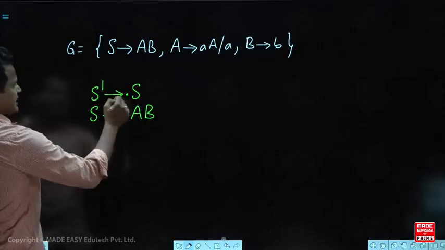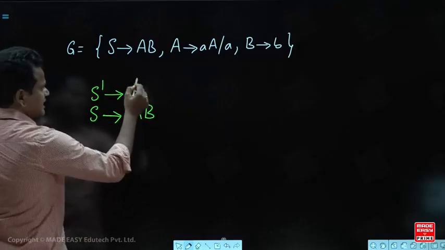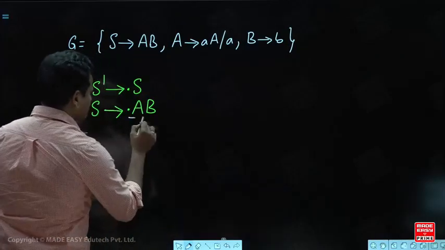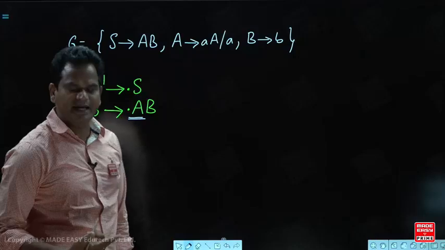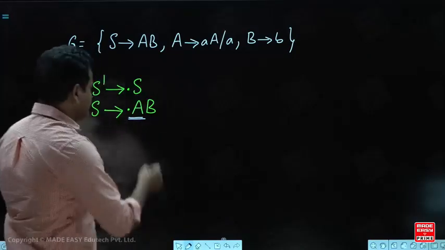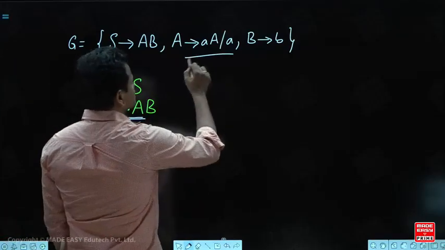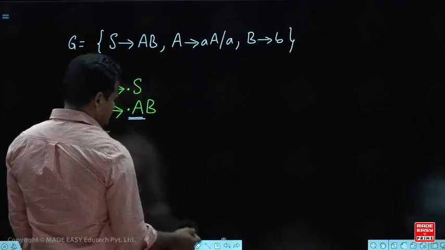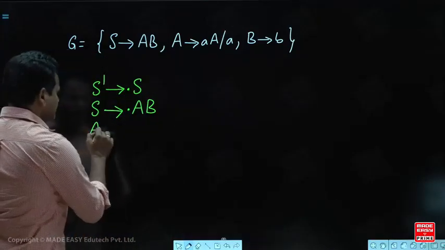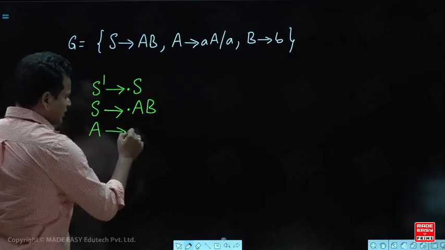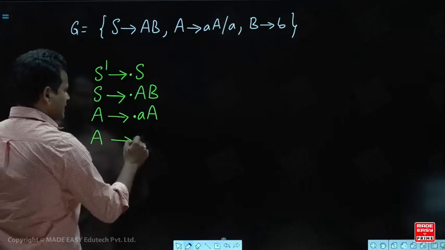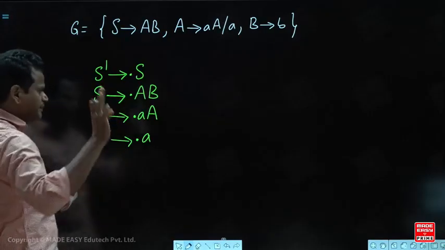So initially S' → .S, dot before S, and S is a non-terminal, so add its production. Look at this again: immediately after the dot, what is the symbol? A. It's a non-terminal, and every non-terminal will have a minimum of one production. Yes, A has two productions, so add every production of A here by placing the dot.